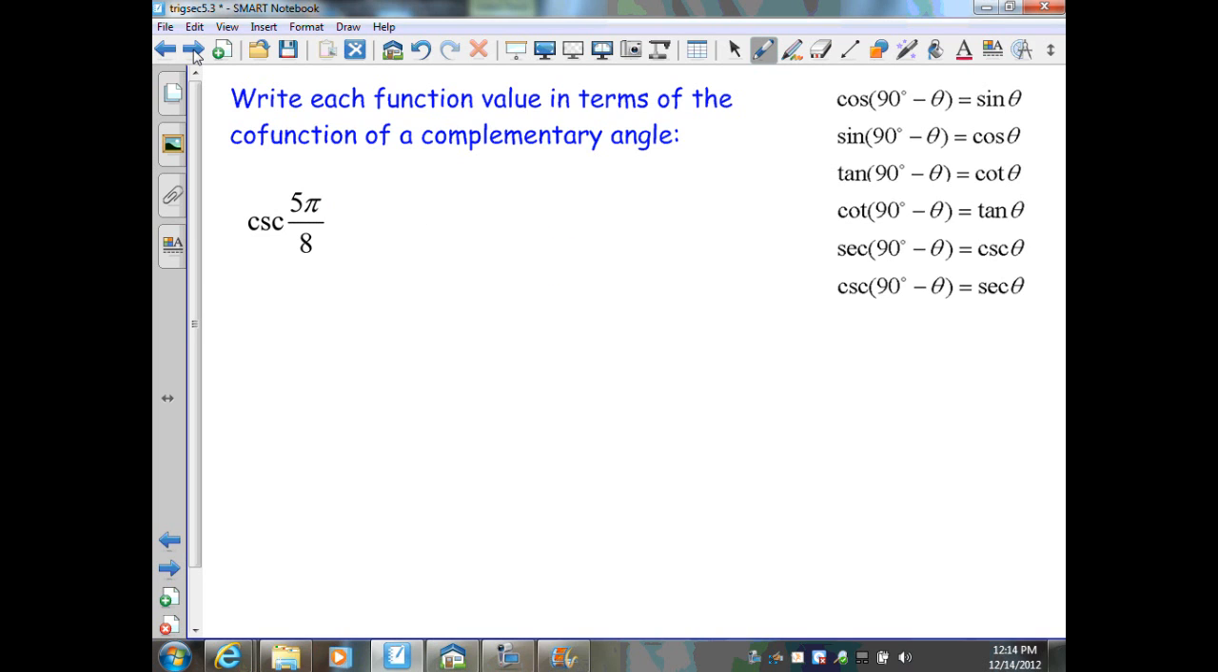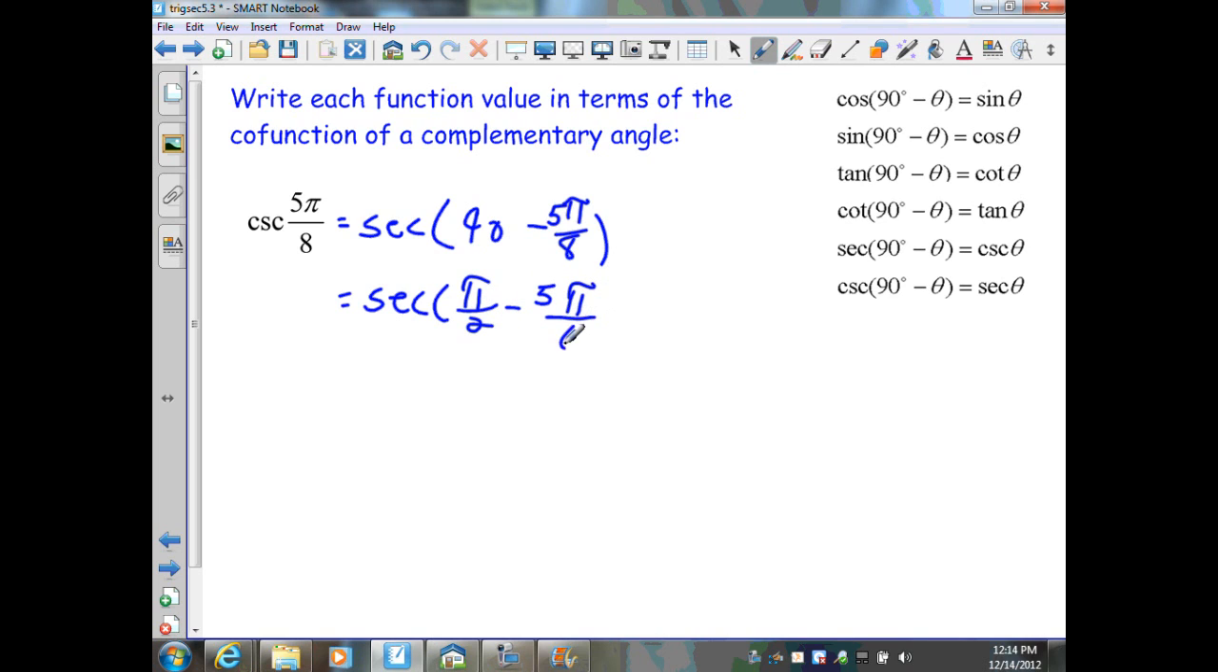Our next example, again, find the function value in terms of the cofunction of a complementary angle. I have cosecant of 5 pi over 8. And cosecant can be written as cosecant theta equals secant of 90 minus theta. So I can just write secant of 90 minus theta, which is 5 pi over 8. But recall, I can change this 90 into pi over 2. So that gives me secant of pi over 2 minus 5 pi over 8.